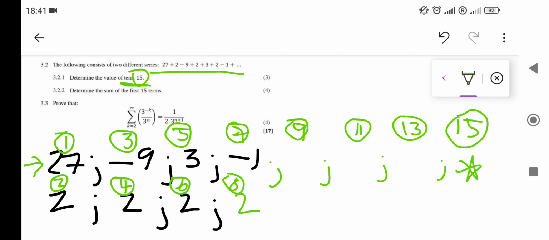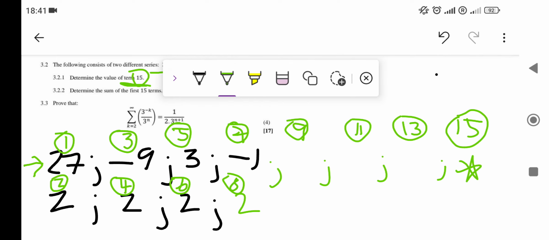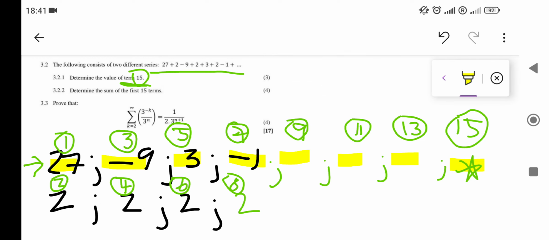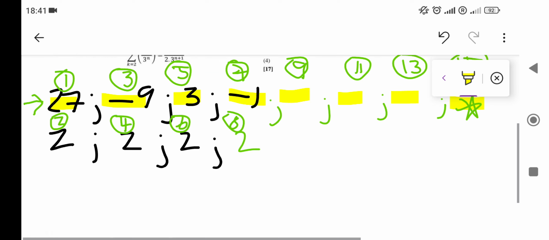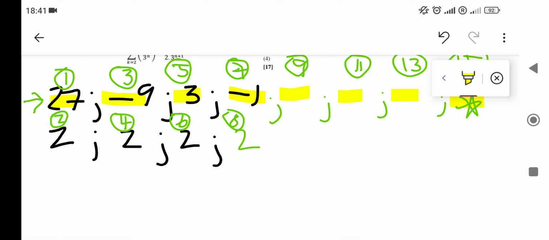So if I look at the sequence above, let's count quickly: 1, 2, 3, 4, 5, 6, 7, 8. So what the question actually wants from me is to determine the 8th term on the sequence above. Right, let's get into that. So we're going to determine the 8th term in the sequence above.